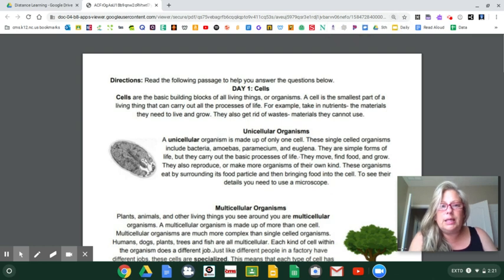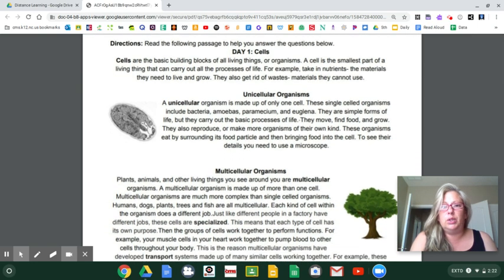All right. It says directions. Read the following passage to help you answer the questions below. Day 1 cells. Cells are the basic building blocks of all living things or organisms. A cell is the smallest part of a living thing that can carry out all the processes of life. For example, take in nutrients, the materials they need to live and grow. They also get rid of waste, materials they cannot use.